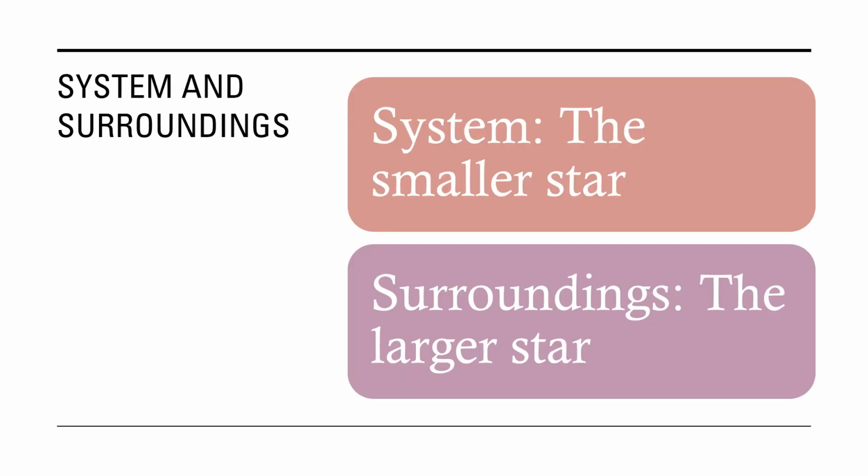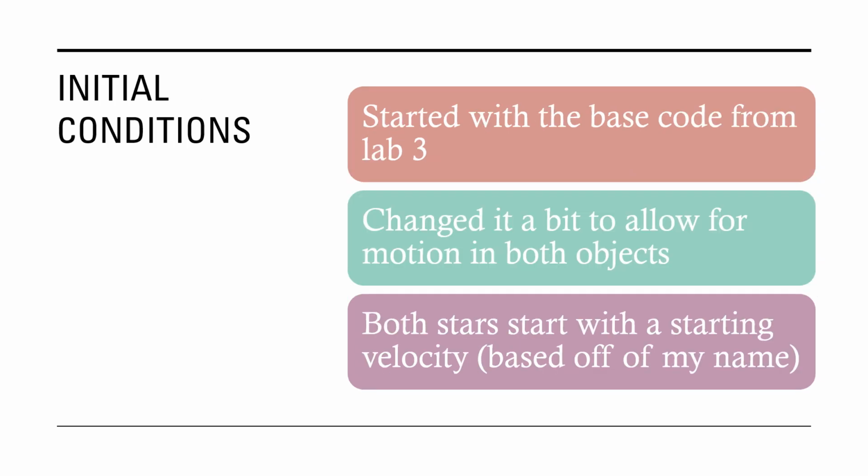For the system and surroundings, the system would be the smaller star, and the surroundings would be the larger star, which is imposing the forces. For conditions, I started with the base code from Lab 3, just to change it a bit for both the objects to move. And then it had a random starting velocity, and both stars start with the starting velocity.